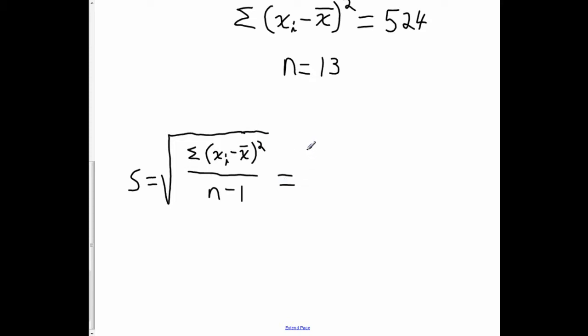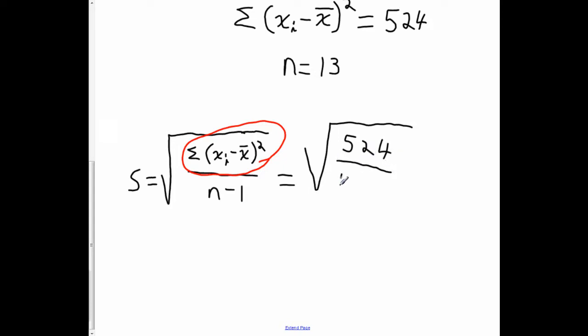This is then equal to the square root of the sum of the squared deviations, the numerator of this fraction, which is what we went through that table to find. That number is 524. And in the denominator, we have n minus 1, which is 13 minus 1. So we get the square root of 524 over 12. Let's see what that gives us.